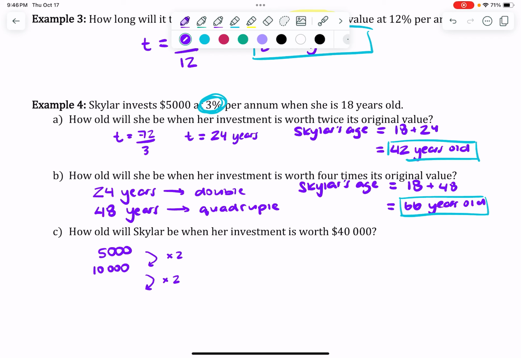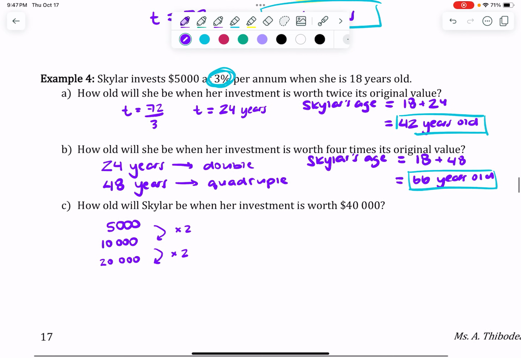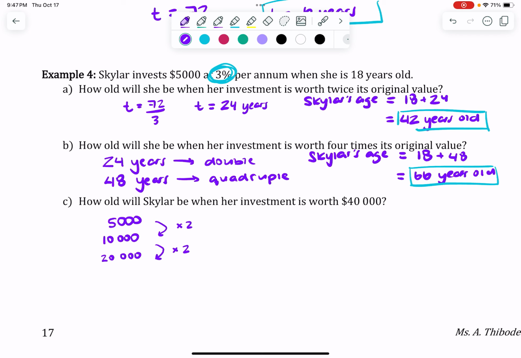Okay, what if I double it again? How much money is Skylar going to have when she's 66 years old, aka in 48 years from now? Well, if I double 10,000, I'm going to have 20,000. That's incorrect. Skylar's going to have 20,000, not me. I'm not Skylar. Now, if I double it one more time, Skylar's going to have 40,000. So this number here is kind of important that we knew that 5,000 at the beginning.